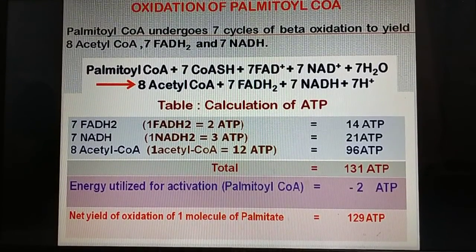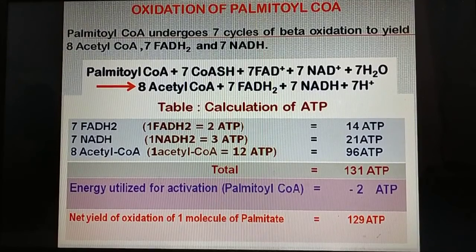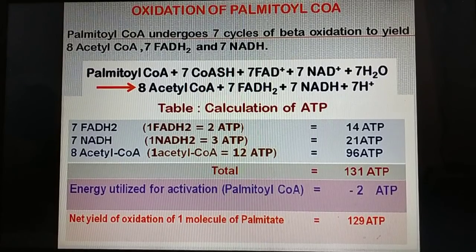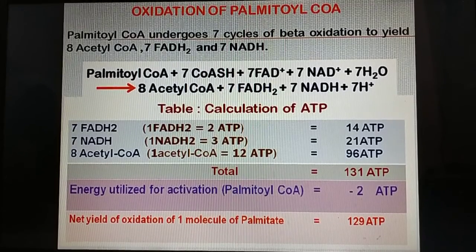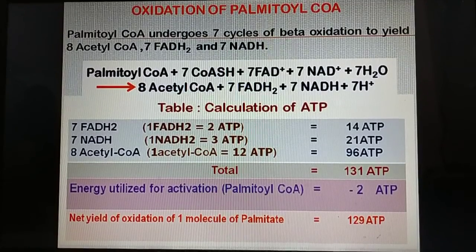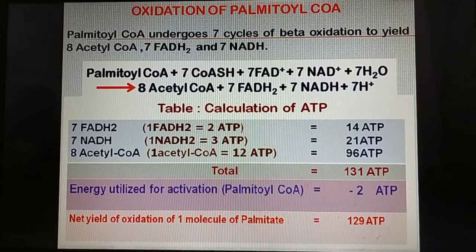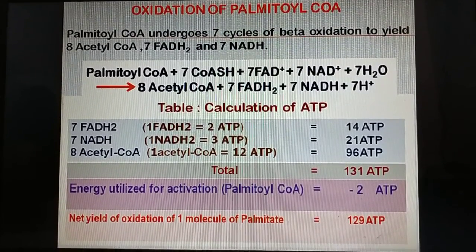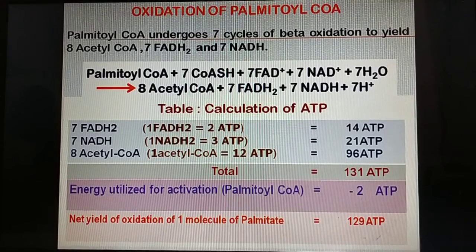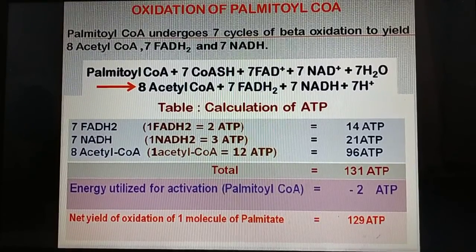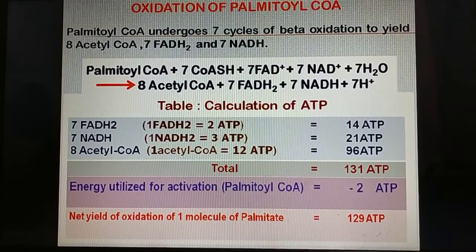This is the calculation of ATP. 7 molecules of FADH2 liberate 14 ATP. As you know, 1 FADH2 is equal to 2 ATP. Similarly, 7 NADH liberate 21 ATP and 1 acetyl coenzyme A liberates 12 ATP. So, 8 acetyl coenzyme A molecules liberate 96 ATP. Hence, the grand total is 131 ATP. There are 2 ATP utilized for the activation of palmitoyl coenzyme A. So the net yield of oxidation of one molecule of palmitate is 129 ATP.